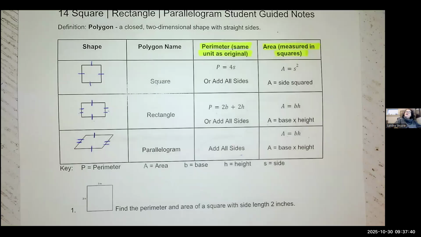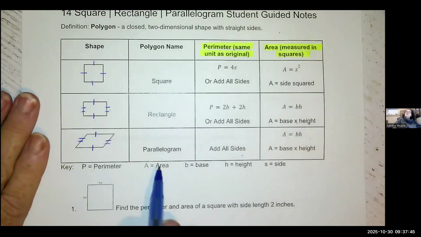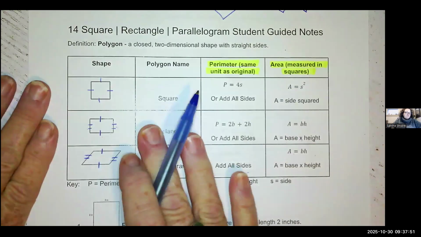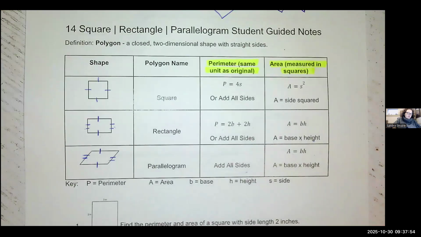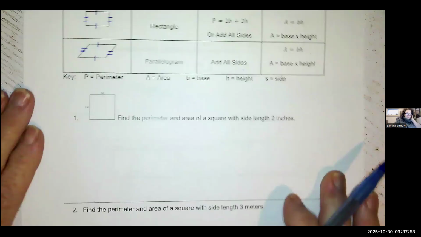I also provided you a key down here of what P, A, B, H, and S represent so that you have that. And I gave you this exact same thing on your homework so that you had access to it. So let's start with a square. We're going to do, I think, 3 squares, 3 rectangles, and 4 parallelograms.